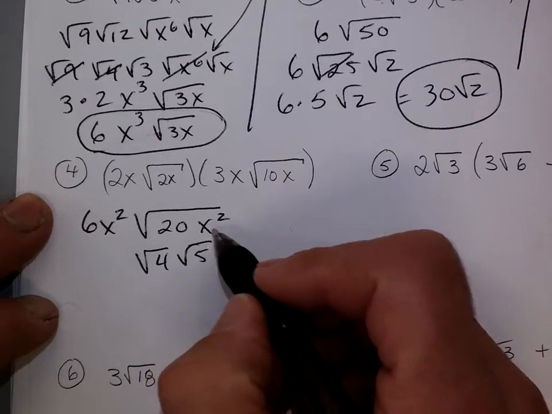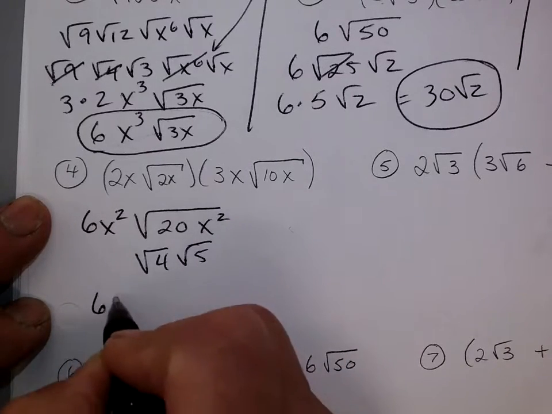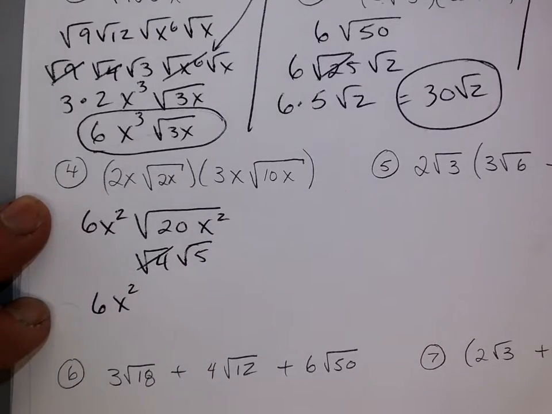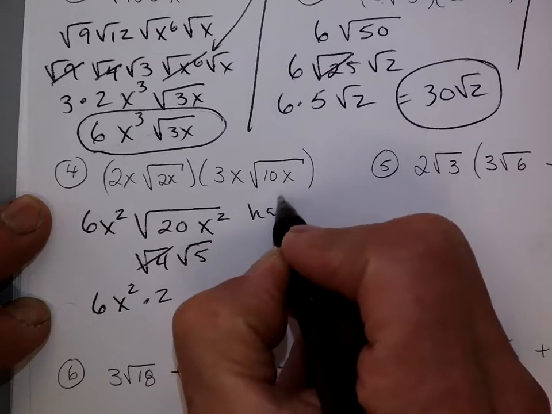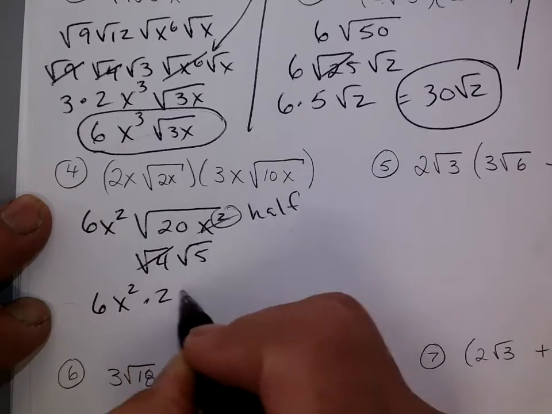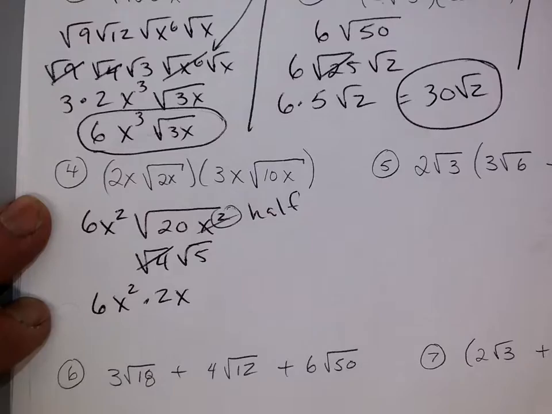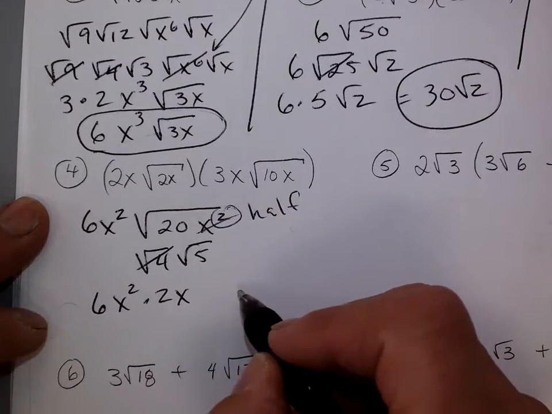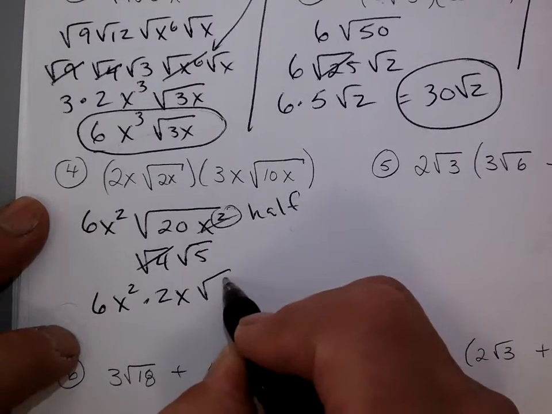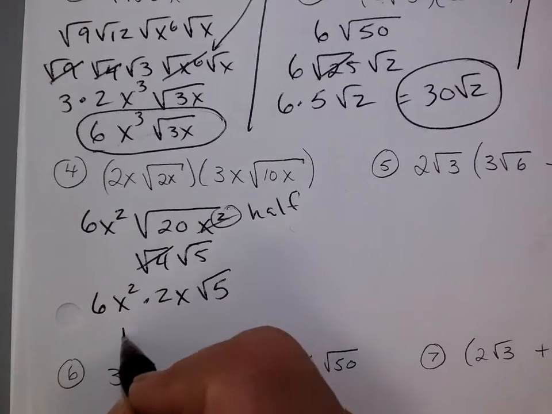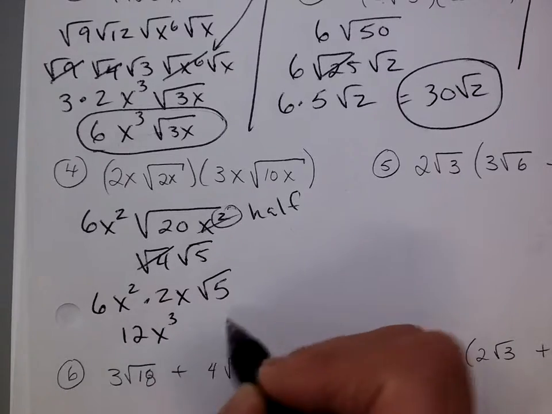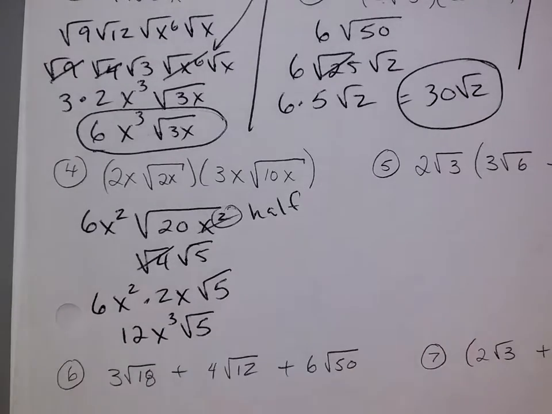So I'm going to have a 6x squared. I'll take the square root of 4. That's just plain old 2. I'll take half my exponent, and I'll make that an x to the 1, but I don't need the 1. We all know there's a 1 there. And then what's left over? Just the square root of 5. Okay, now I just got to tidy it up. I'll have a 12x to the 3rd square root of 5. Okay, not too bad? Everybody's going to do really well if I give you a quiz on this, right?